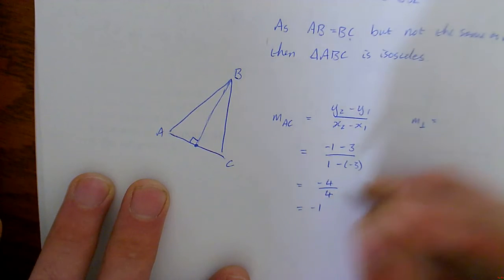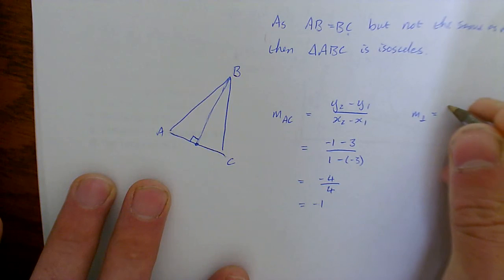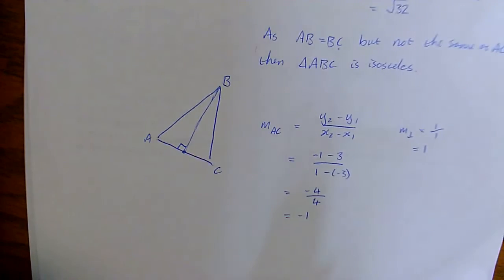Perpendicular gradient to that, this is negative, so the perpendicular gradient will be positive. And 1, so we go 1 over 1, or just 1. So the gradient of our line is 1. So that's your solution to question number 1. The gradient of the axis of symmetry is 1, and we've shown that it is isosceles. The next video will give you the work solution to question 2.